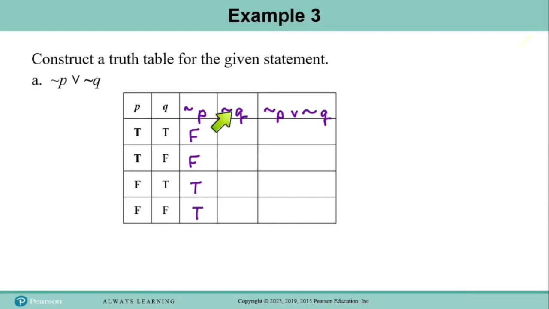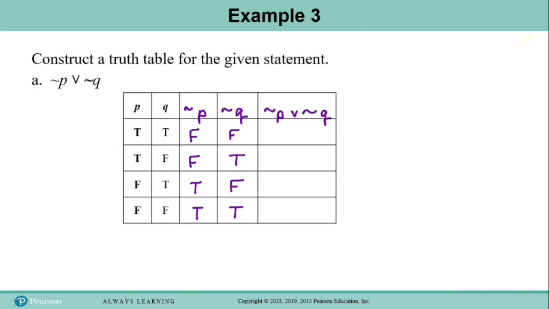And then we'll go on to the next column where we have not Q. Well, that's just the opposite of Q. So where statement Q is true, not Q is false. And when statement Q is false, not Q is true. So false, true. So you can see that each of these values is the opposite of the value of Q.